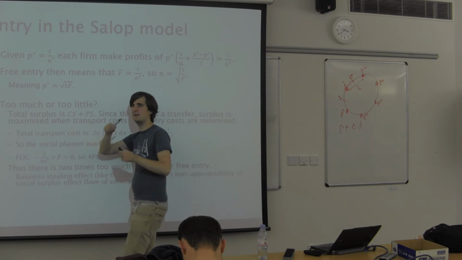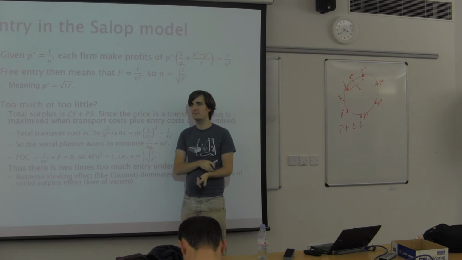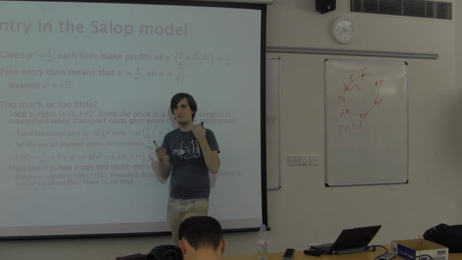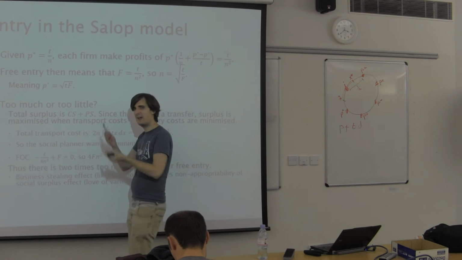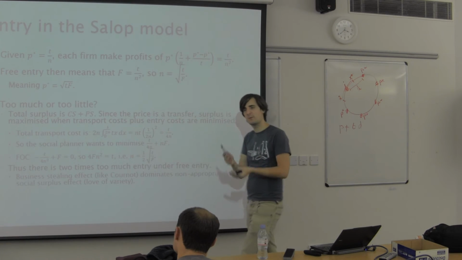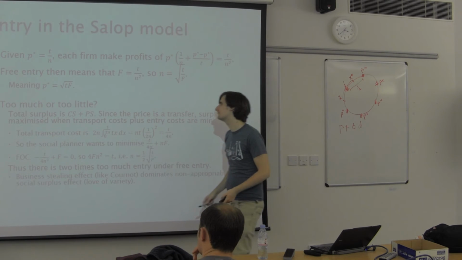If T is very high, these consumers have very high transport costs. They're quite lazy, if you like. They don't care too much about going to the cheapest one, they just want to go to the closest one. So again, that's effectively increasing firms' monopoly power. Firms can get away with charging a higher price.